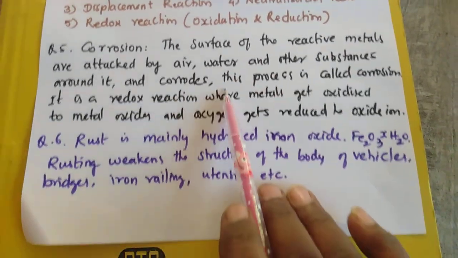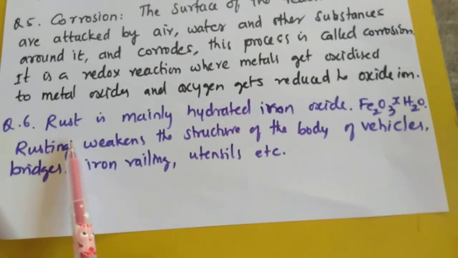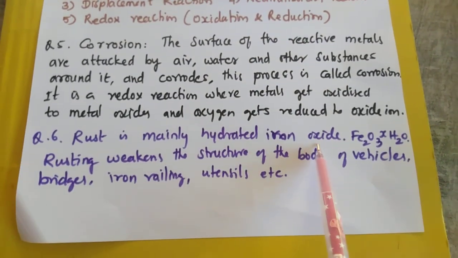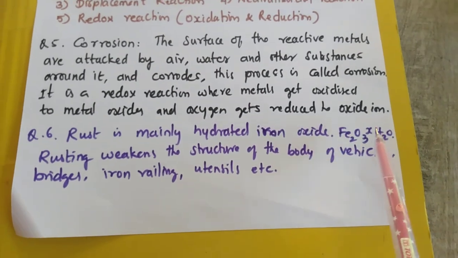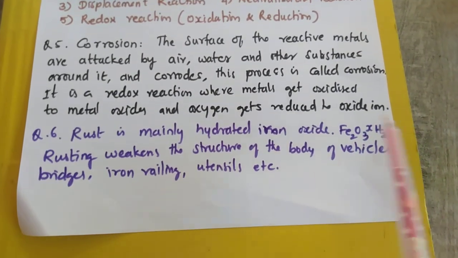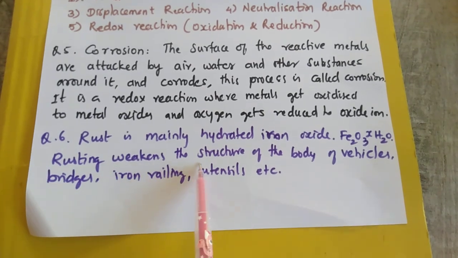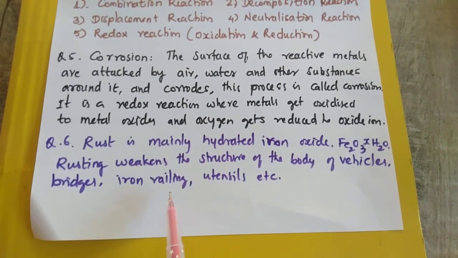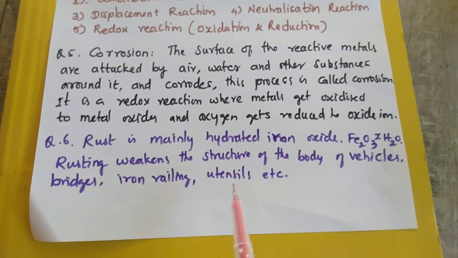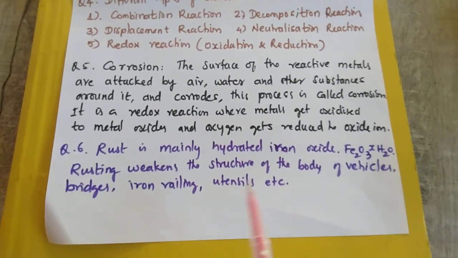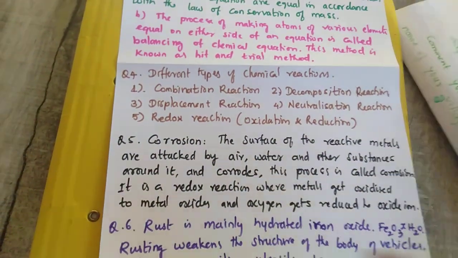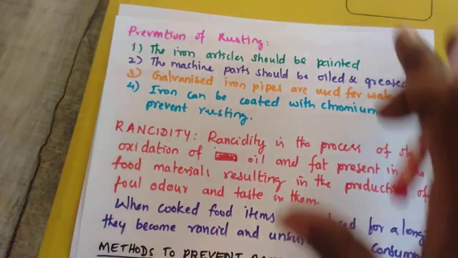Next, let us go for one more point, rust. Rust is mainly hydrated iron oxide, Fe2O3.xH2O. Rusting weakens the structure of the body of vehicles, bridges, iron railings, utensils, etc. That means the metals will lose their shining property. After that we will go for one more point, the prevention of rusting.